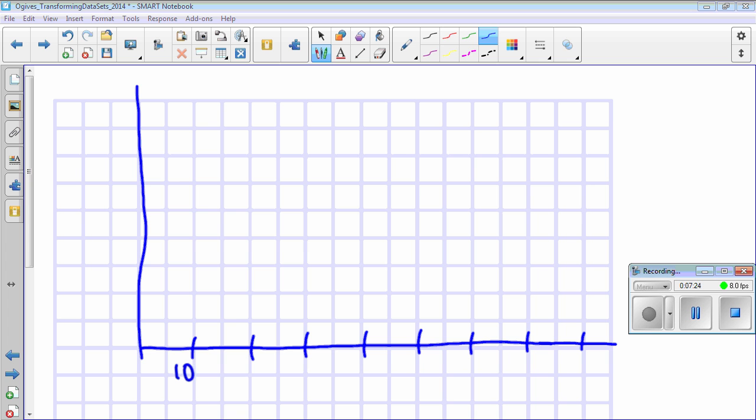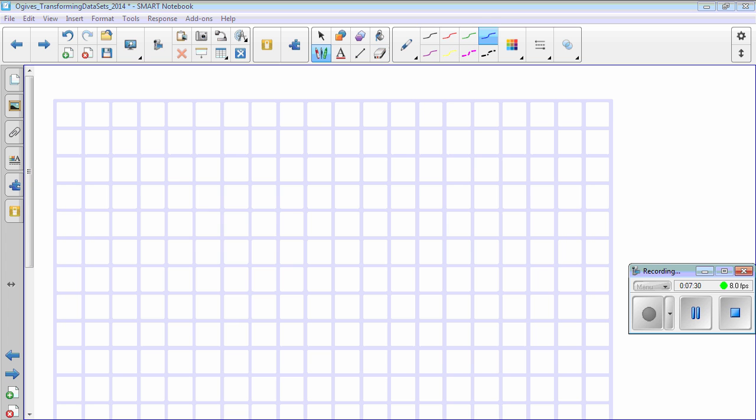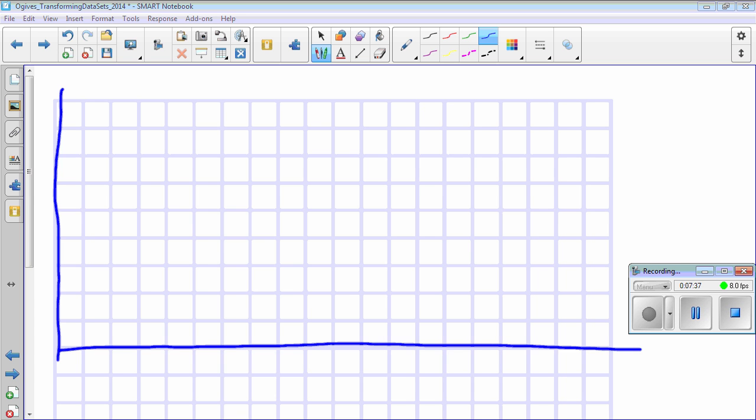Nope. All right. Maybe if I go all the way over, it will work. Okay, we'll go all the way over. Fine, be that way. So we have 10, 20, 30, 40, 50, 60, 70, 80, 90, 100. Okay, just creating a scale.